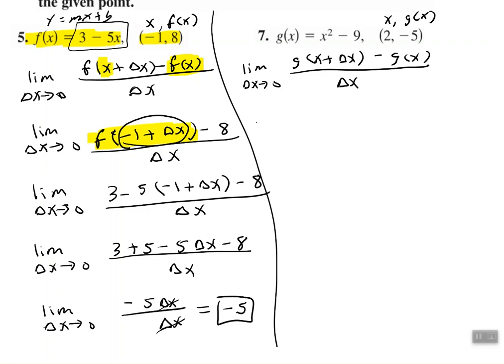All right, so let's see here. Let's rewrite this. The x in this case is 2. And then when x is 2, then the function is equal to -5, and all over delta x.